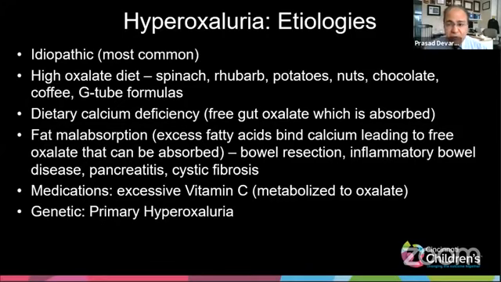So we went through all these causes in this patient, and he was drinking well. He was not eating a high oxalate diet. His calcium was normal, and he was not ingesting a lot of vitamin C. So we were still puzzled. What is the next step? Why does he have so much oxalate in his urine?